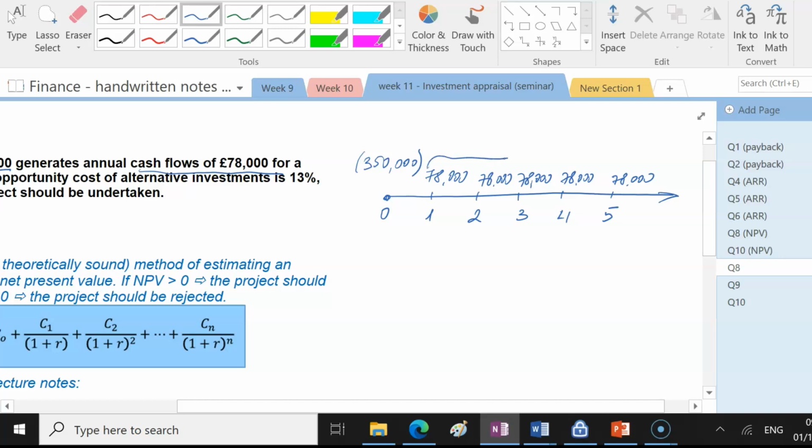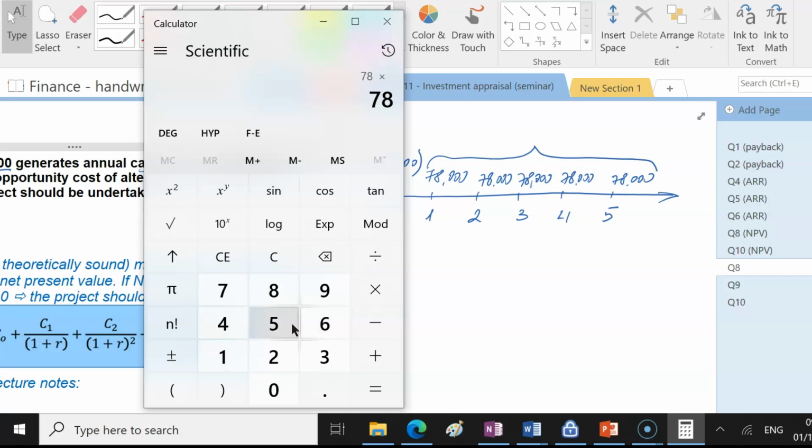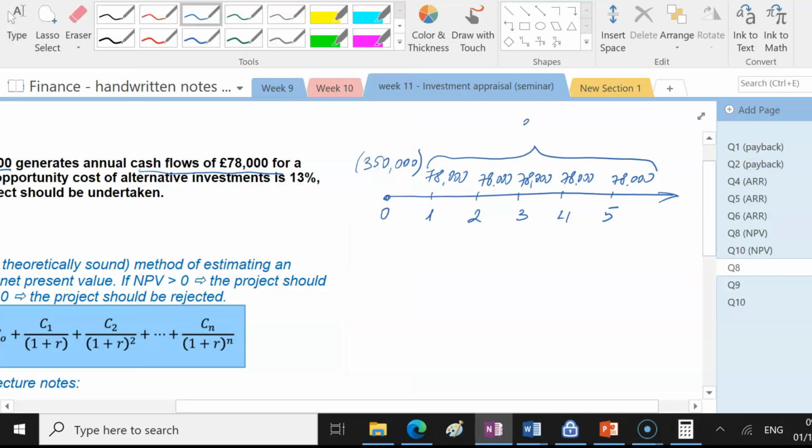If you simply add up these numbers, 78,000 times 5 years, it will appear that your cash inflows are 390,000, which is greater than your initial investment. So this is kind of your, not profit, let's call it revenue.